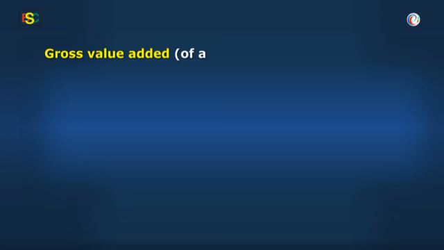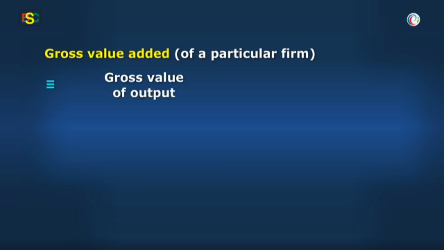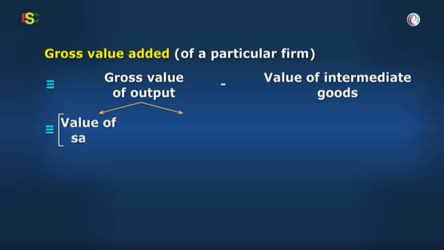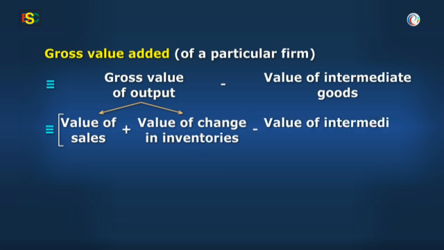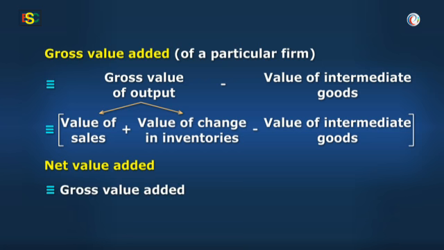Gross value added of a particular firm identifies gross value of the output produced by the firm minus value of intermediate goods used by the firm, or value of sales by the firm plus value of change in inventories minus value of intermediate goods used by the firm. Net value added of the firm identifies gross value added by the firm minus depreciation of the firm.